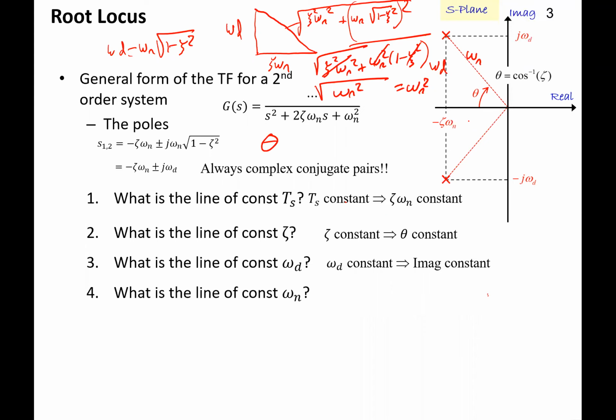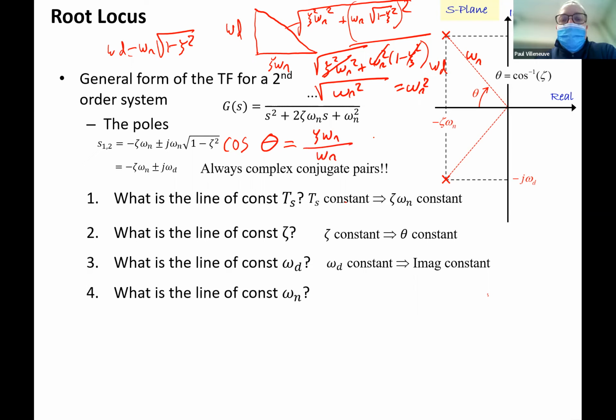Well, you know all three sides, so you could do any of them. Which one should we do to solve for it? Cosine. The cosine of theta is equal to adjacent over hypotenuse. So the adjacent is just a length, zeta omega sub n, divided by the hypotenuse, omega sub n. So this is zeta. The cosine of theta is equal to zeta.